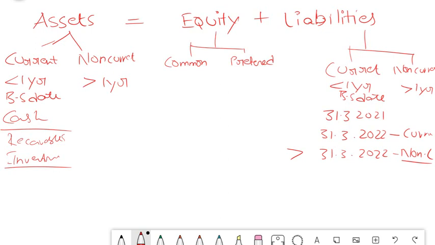So all the inventories are something which are current. That means it can be easily converted into cash within a period of 1 year. And non-current, your fixed assets. So non-current means fixed assets.